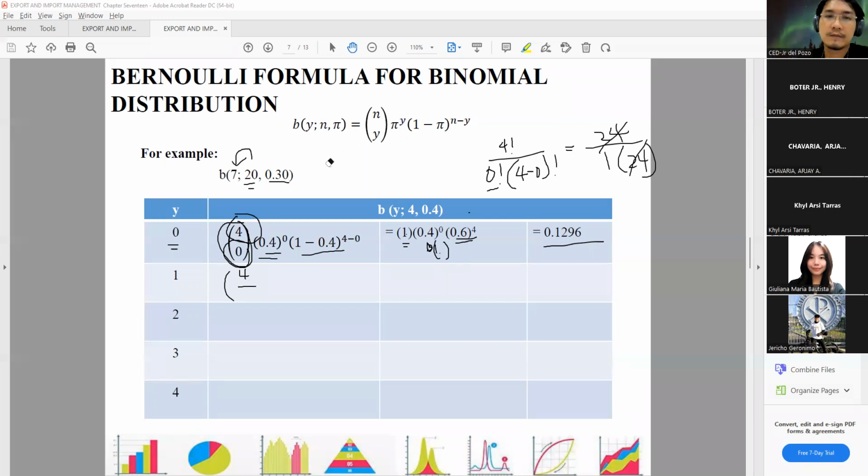for 1, 0.4 raised to 1, 1 minus 0.4 raised to 3 minus 1. So try to solve that. And then this one, ano yung magiging final answer niya? Sandali lang ha. Sige, solve nyo muna ha.